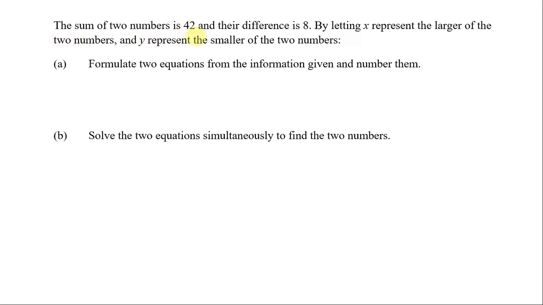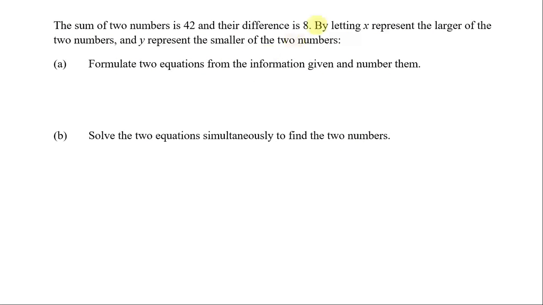The sum of two numbers is 42 and their difference is 8. By letting x represent the larger of the two numbers and y represent the smaller of the two numbers, formulate two equations from the information given and number them. Then solve the two equations simultaneously to find the two numbers.